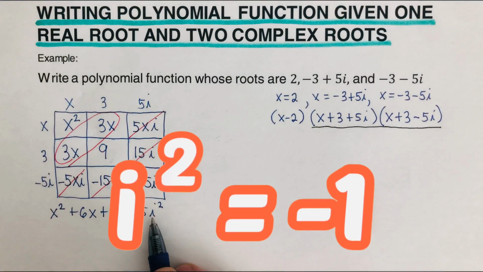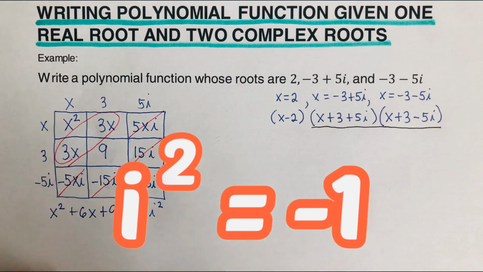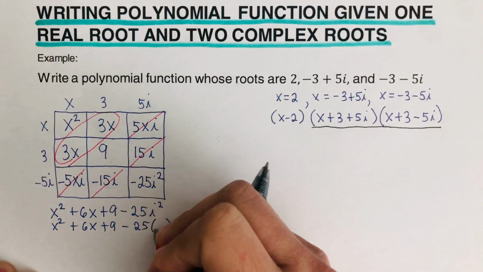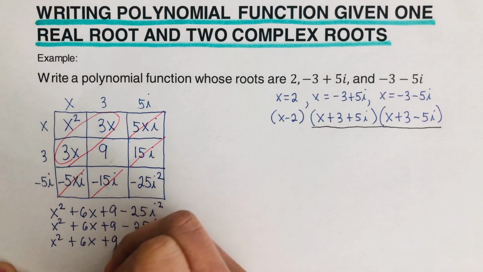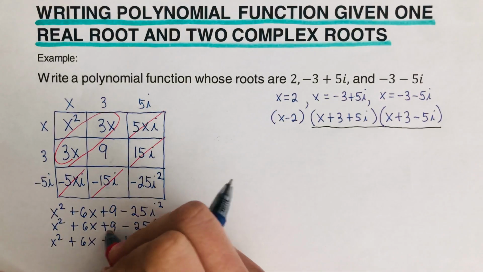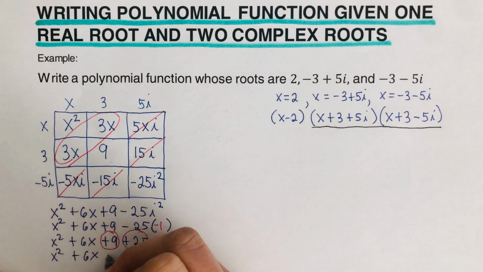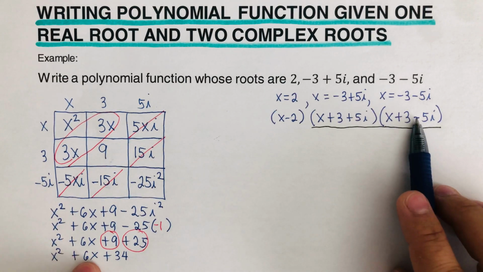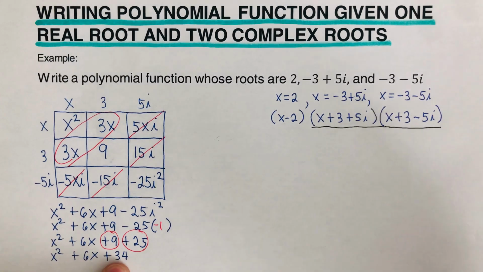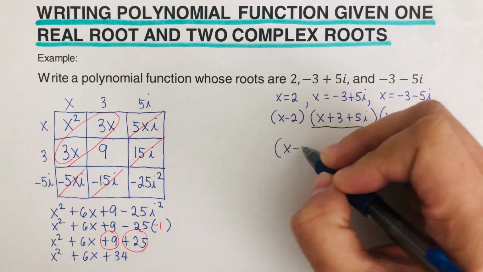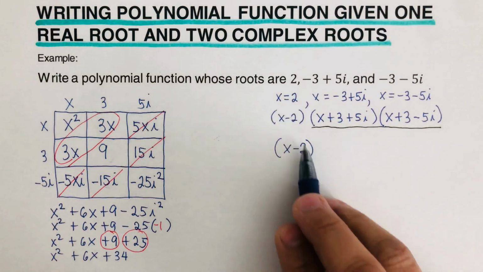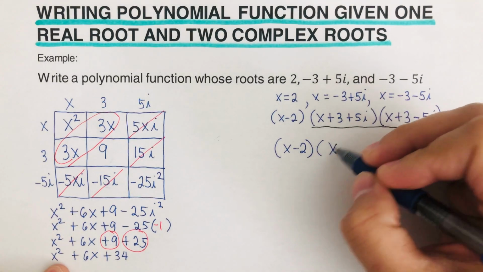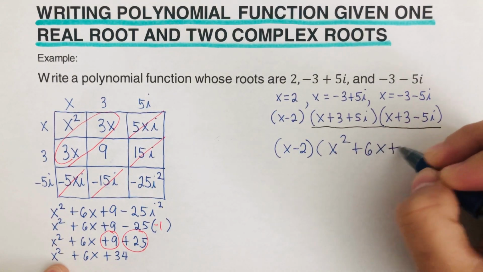Now we remember that i squared is equal to negative 1. So then I can go ahead and rewrite this. So the product of these two polynomials that we have here is x squared plus 6x plus 34. So I can go ahead and rewrite this as x minus 2. That's the one that I got on the first root right here. And then I combine these two together. It came out to be x squared plus 6x plus 34.